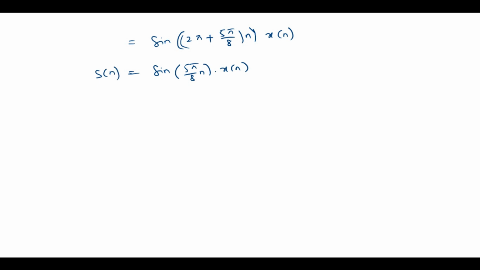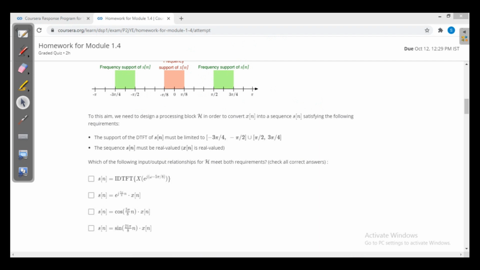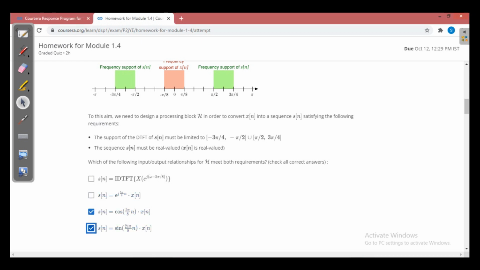So the DTFT of s of n is S of omega, using again the modulation property, j by 2 into X of omega plus 5 pi by 8 minus X of omega minus 5 pi by 8. So the spectrum of x of n is shifted toward the right side and the left side by an amount 5 pi by 8. So it exactly fits into the band pi by 2 to 3 pi by 4 and minus 3 pi by 4 to minus pi by 2. So the third and the fourth options are exact.